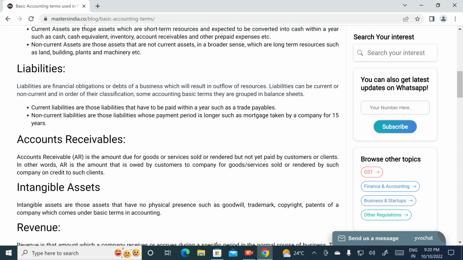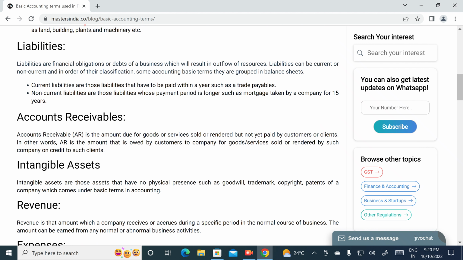Now, we have discussed the assets in the form of current and non-current. Current assets are converted into cash within a year, and non-current not within a year. Like that, the liabilities are also categorized into current liabilities and non-current liabilities. Current liabilities are those we have to pay within a year, and non-current liabilities are those which we are not supposed to pay within a financial year. Again, the financial year is a period of 12 months.